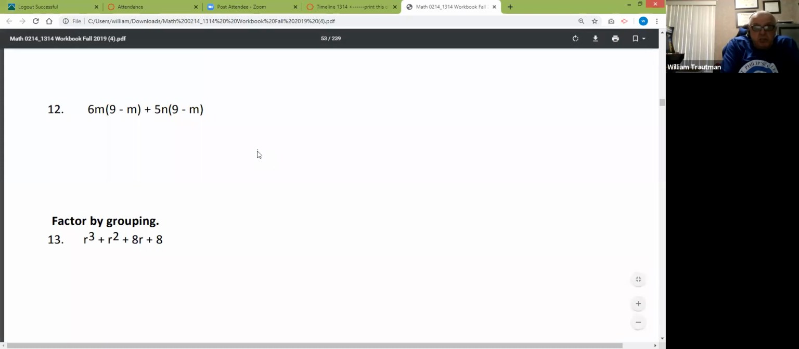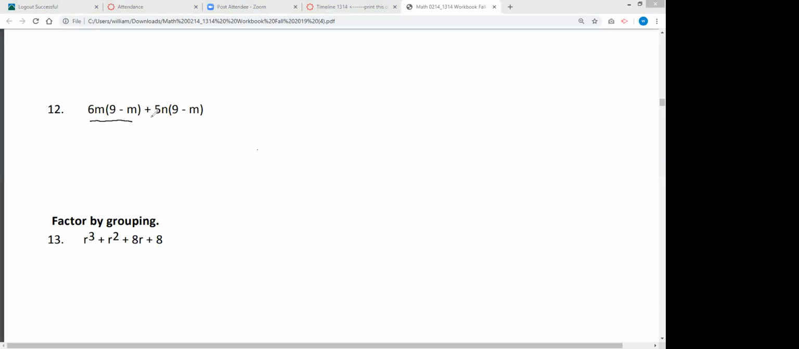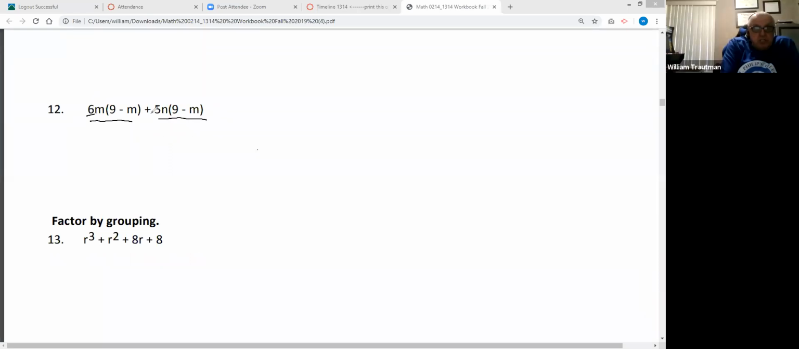Okay, how many terms do I have? 2 terms. Look at the numbers, 6 and 5. The only thing that factors out, I mean, you can write your parentheses, the only thing that factors out is a 1. You don't have to put the 1 there. Try to factor out an m, but there's no m here. When I say m, I mean m by itself.